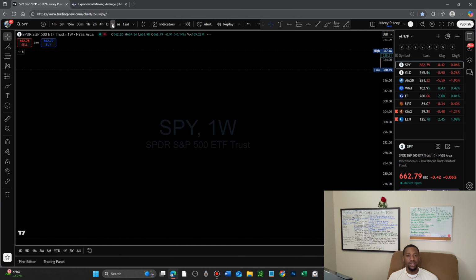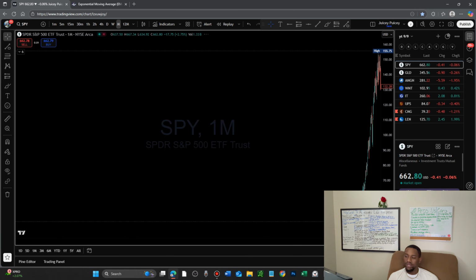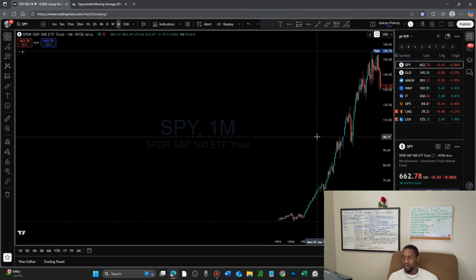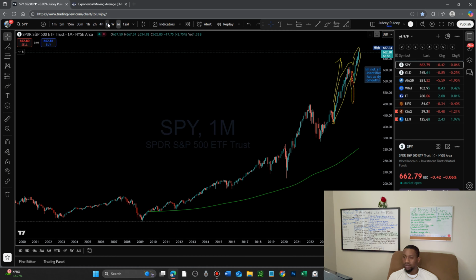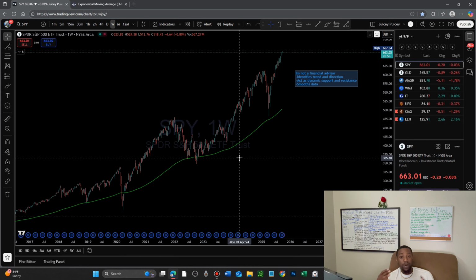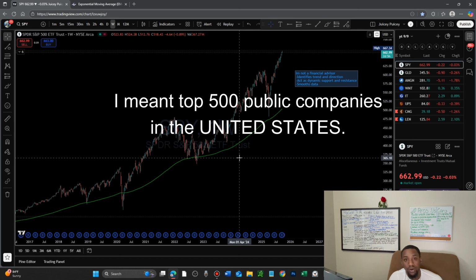Use the monthly and weekly time frame first. Monthly and weekly are going to give you the safest entries and the most low risk entries. You feel me? Because first thing first, we need to go over SPY. SPY is the most important ETF in the stock market because it holds the top 500 companies in the world.